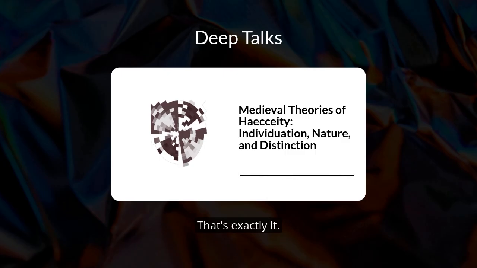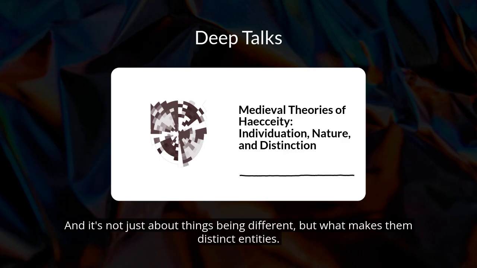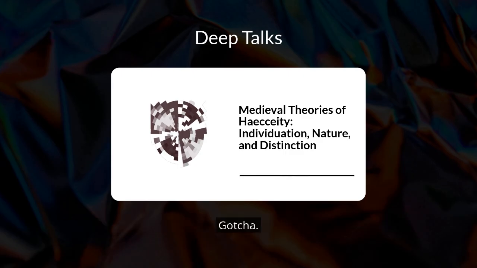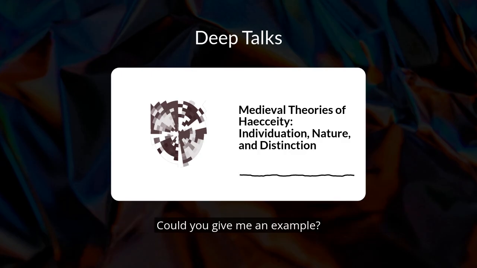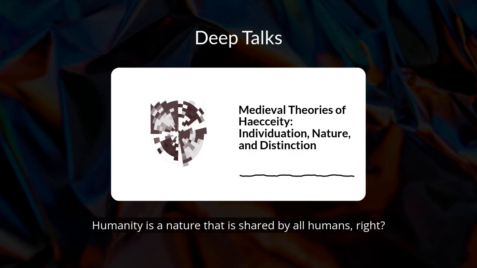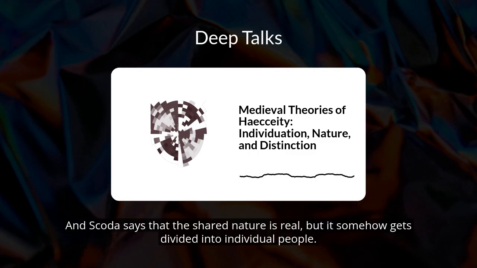That's exactly it. And that's what's called the problem of individuation. And it's not just about things being different, but what makes them distinct entities. Gotcha. And Scotus tackles this with his concept of common natures. Okay, so common natures. Could you give me an example? Yeah, so let's take humanity. Humanity is a nature that is shared by all humans, right? Right. And Scotus says that this shared nature is real, but it somehow gets divided into individual people.